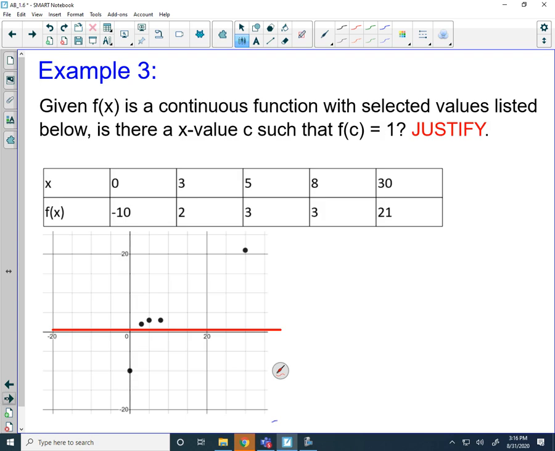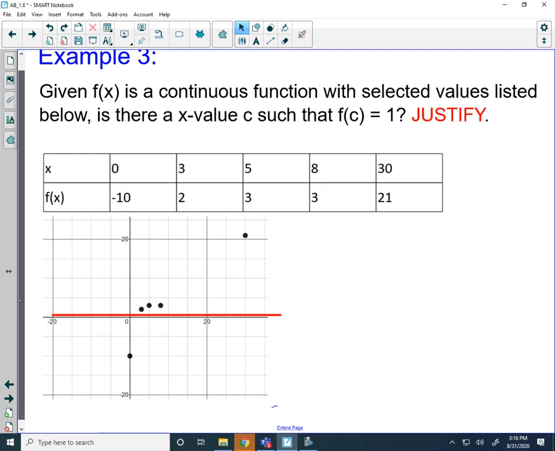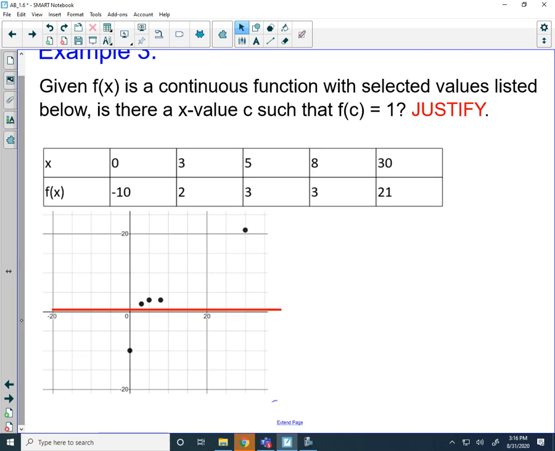All right, number 3, I drew a graph. You definitely should not graph these every time or ever again, but I graphed it so you guys could understand what's going on. It says f of x is a continuous function, and selected values from that function are listed in the table below. We want to know, is there an x value C such that f of C equals 1? So just so you guys could conceptually understand this problem, I took the points from the table and graphed them. So we want to know, is there a C value that when we plug it into our function, we get a y value of 1 back?